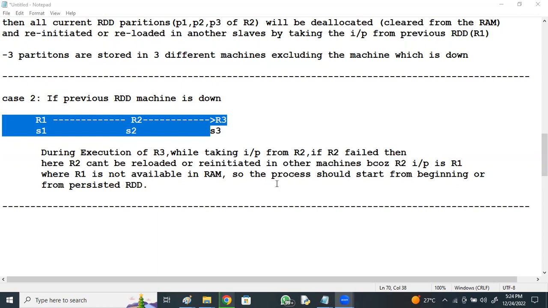Sir, one question here. If in any of the RDDs one system is down, then we go back to the previous RDD and get the data again. Will Spark repair the system, I mean restart the system in future, or will it leave the system as it is? As of now, it is going to reload into other systems. Later, when the system is up, that system can also be used. Okay.